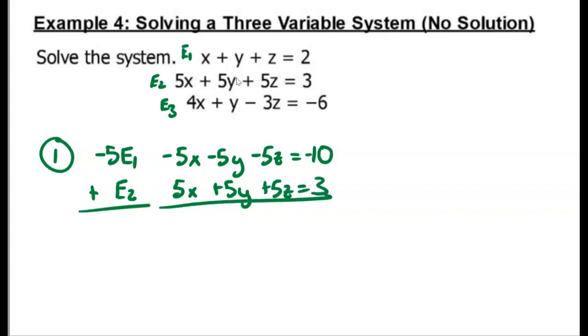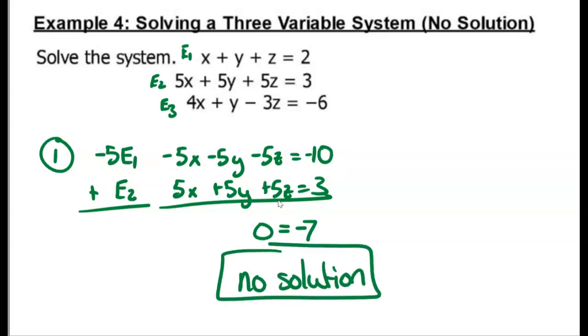And when I add straight down, negative 5x plus 5x is 0. That makes 0y. That makes 0z. So it's literally 0 equals negative 7. So when all the variables fall out, it's either infinitely many solutions or no solutions. And so because 0 does not equal negative 7, it is no solution. And that's as far as you can go.